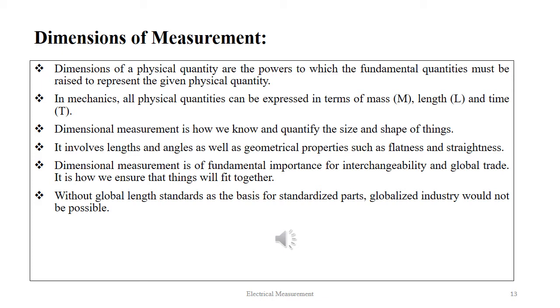Dimensions of a physical quantity are the powers to which the fundamental quantities must be raised to represent the given physical quantity. In mechanics, all physical quantities can be expressed in terms of mass, length, and time. Dimensional measurement is how we know and quantify the size and shape of things. It involves lengths and angles, as well as geometrical properties such as flatness and straightness. Dimensional measurement is of fundamental importance for interchangeability and global trade. It is how we ensure that things will fit together. Without global length standards as the basis for standardized parts, global industry would not be possible.